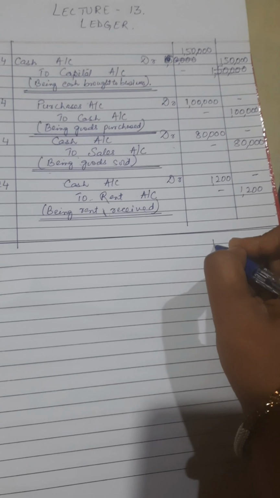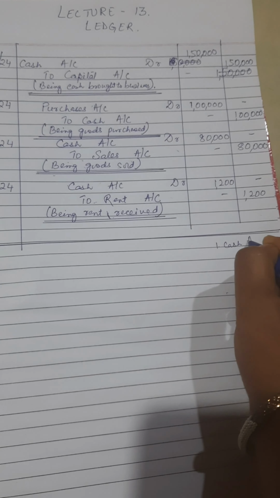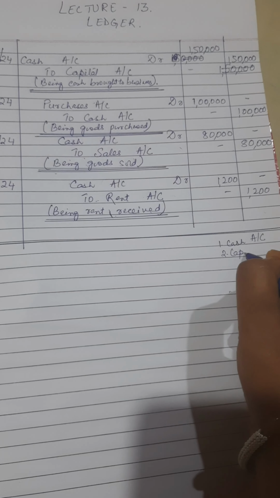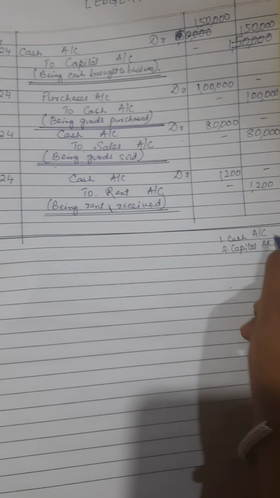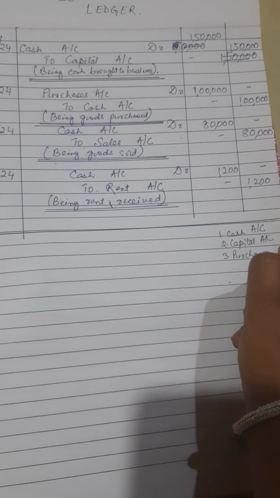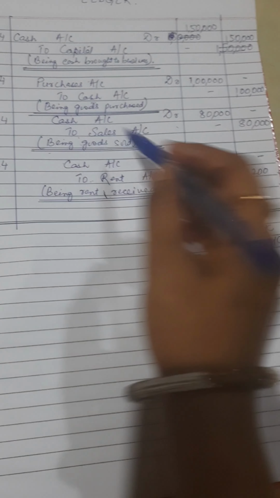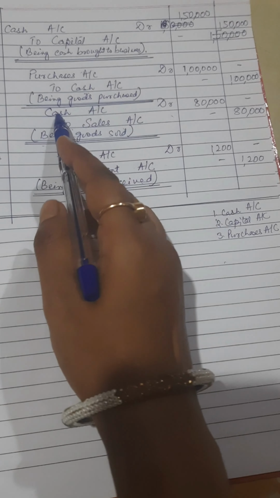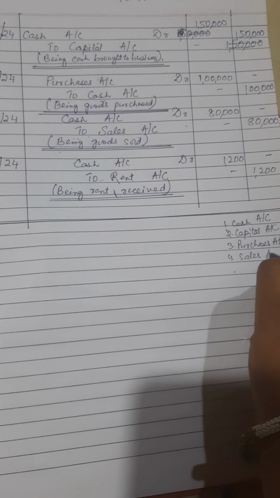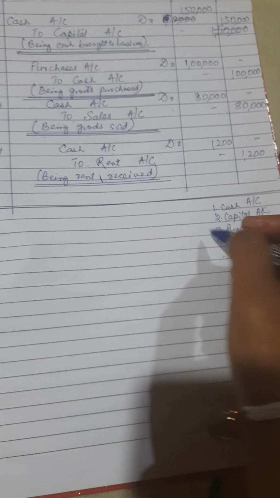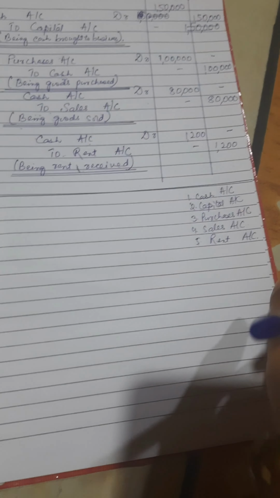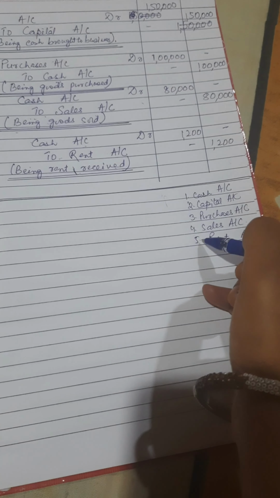First I have cash account, so I'm writing cash account. Then I have another account, number 2, capital account. Then I have purchases account. These 3 accounts we have to make so far. Next, cash account, I have already written, so no need to write. Cash account again, no need to write. I have sales account, number 4, I have to make a sales account. And then again cash account, and then I have a rent account. So this is what we have to make. That means how many accounts I have to make? I have to make 5 different accounts.